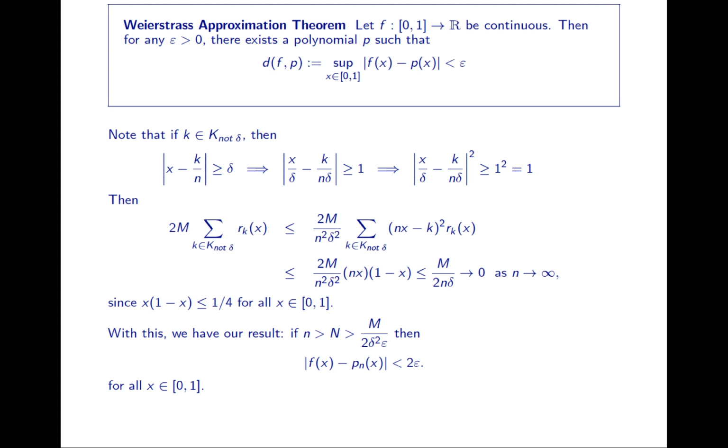So long as n is any integer greater than or equal to some big N, which is some integer greater than m, right, the bound of f, divided by 2 times delta squared times epsilon. Right, and for any epsilon, I can find such a big N. If that's true, the difference between f minus Pn is less than 2 epsilon. And that's true for every single x in 0 and 1. Right, notice that my bound is no longer dependent on x. It's independent of x. Right? So this is true for all x, right? Which is why we can say we get this uniform convergence.